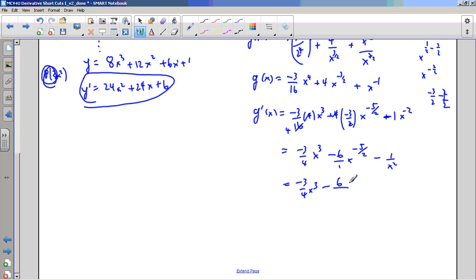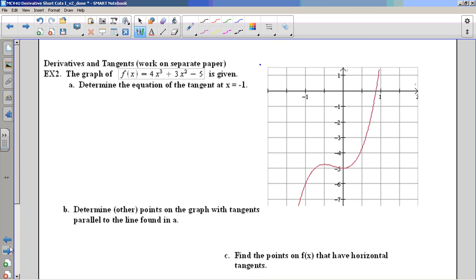Minus 6 over the square root of x to the 5th, minus 1 over x squared. All positive exponents. Okay, dandy. Still got a couple of examples up? Indeed we do. Let's keep going.